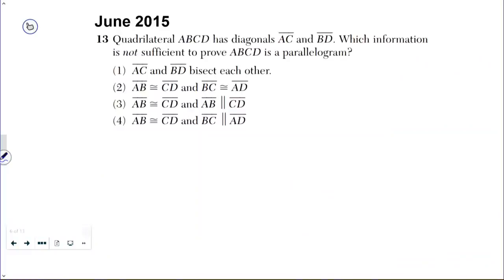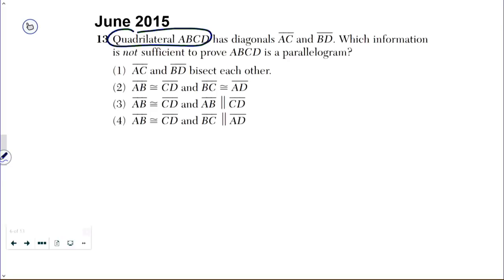June 2015, number 13. Quadrilateral ABCD. Now this is important. Quadrilateral ABCD. Not parallelogram, not rhombus. All we know is this is just a generic 4-sided figure at this point. Quadrilateral ABCD has diagonals AC and BD. Of course it does. Which information is not sufficient to prove that ABCD is a parallelogram?